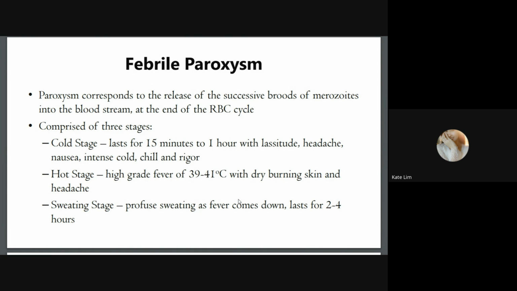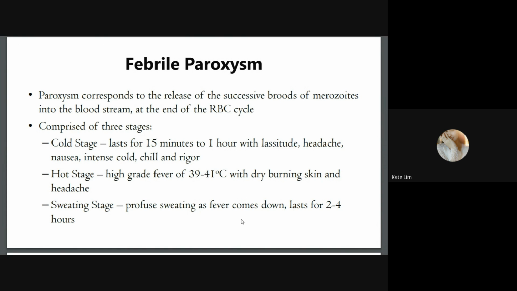Next would be the sweating stage. This is when the fever starts to subside and the body tries to cool down. It's not just a slight sweat, it is profuse sweating.